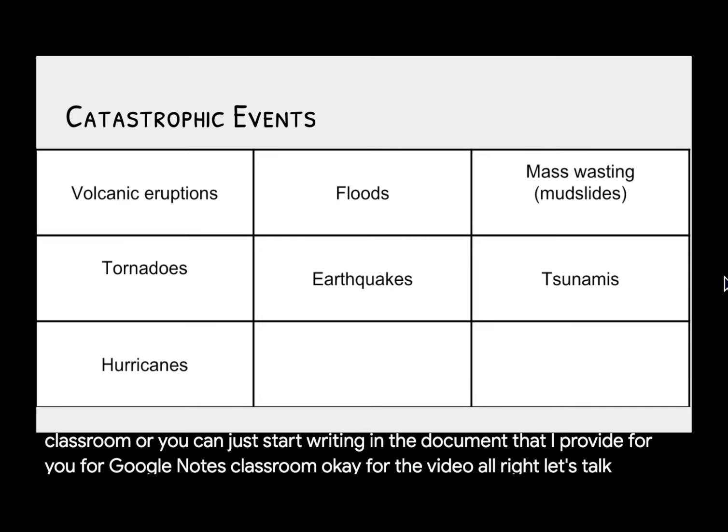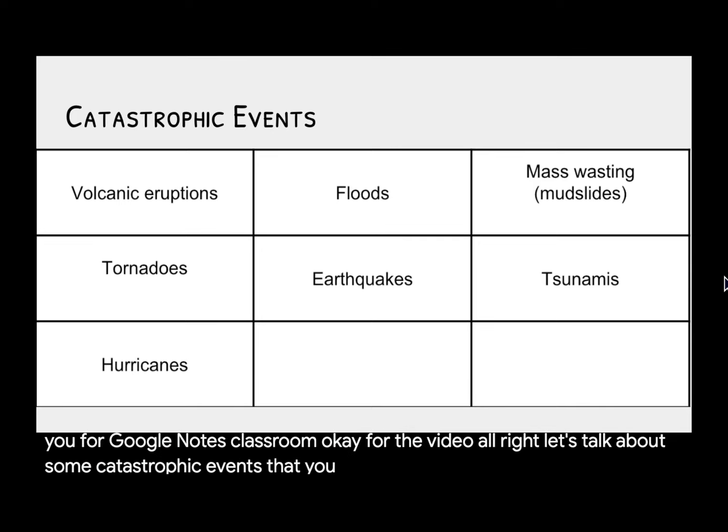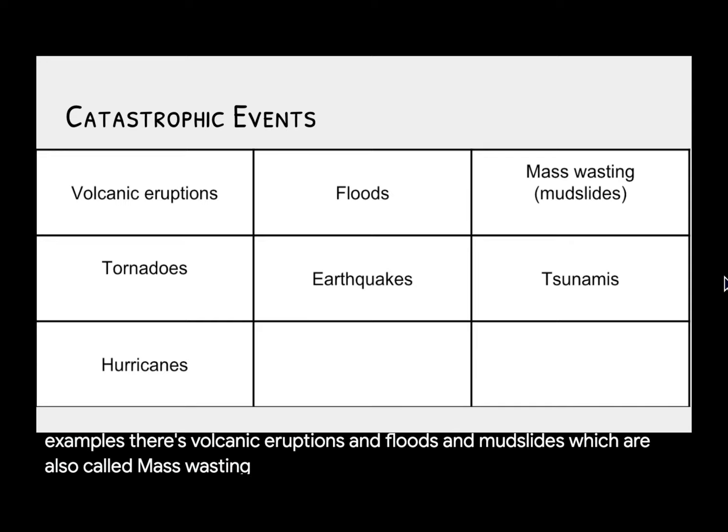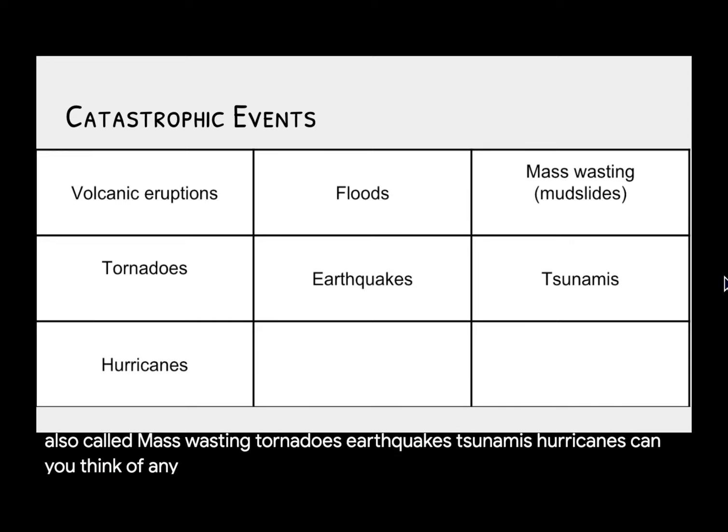All right, let's talk about some catastrophic events that occur in nature. These are some examples. There's volcanic eruptions and floods and mudslides, which are also called mass wasting, tornadoes, earthquakes, tsunamis, hurricanes. Can you think of any more?